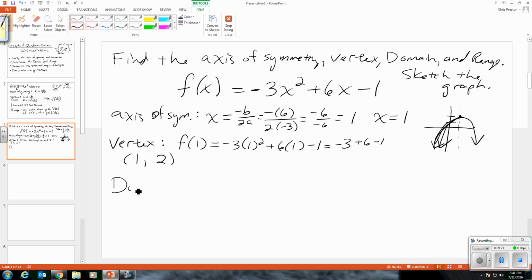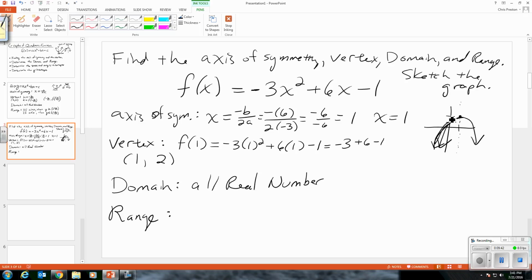All right. Now I'm going to find my domain and range. Domain, all real numbers. Every quadratic function is going to be all real numbers. It goes left and right as far as I want it to. So all real numbers. Range.